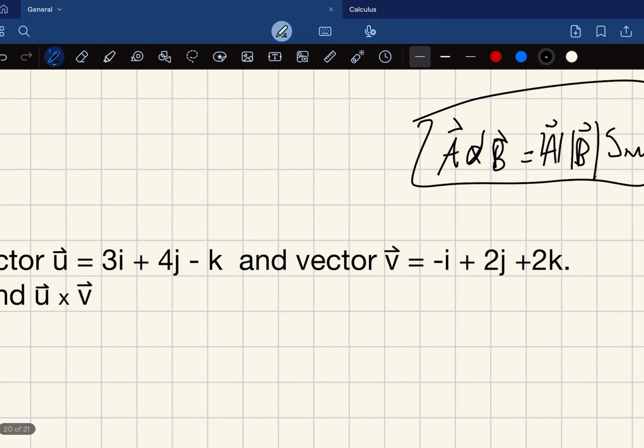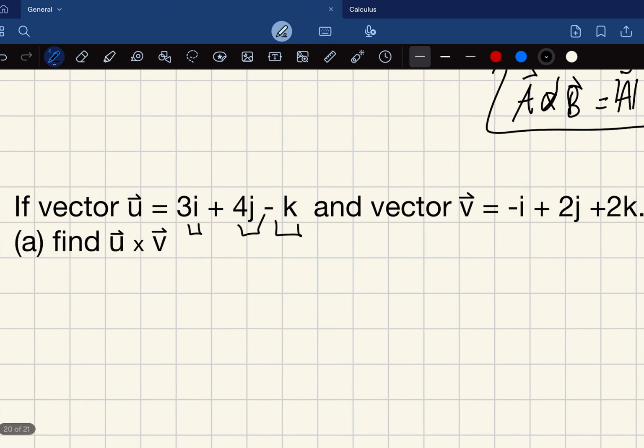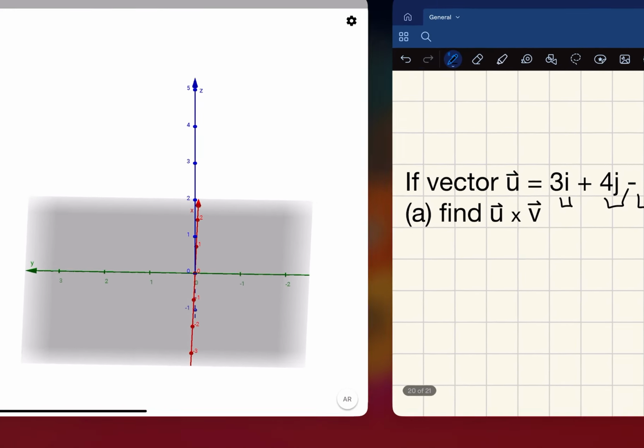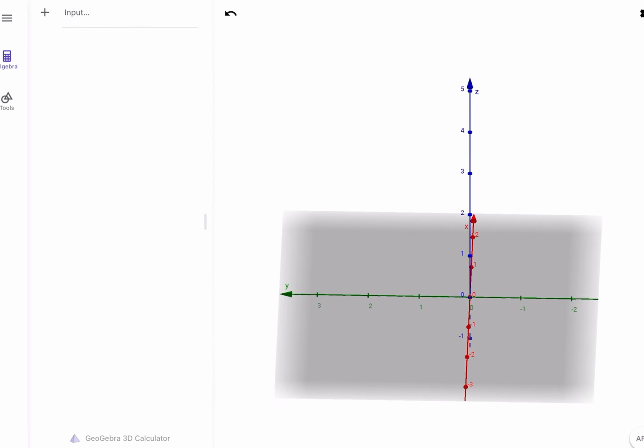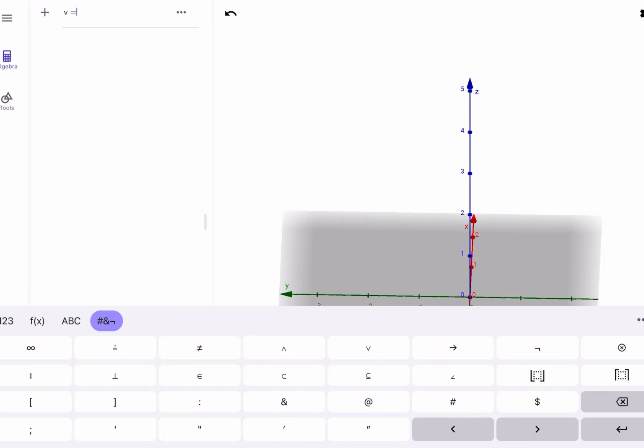Now, in order to think about these two vectors, let's graph them. So i means the amount you move in the x direction, the j is the amount you move in the y direction, and the k is the amount you move in the z direction. So let's graph vector u and vector v over here. So vector u is 3, 4, -1. So let's write that.